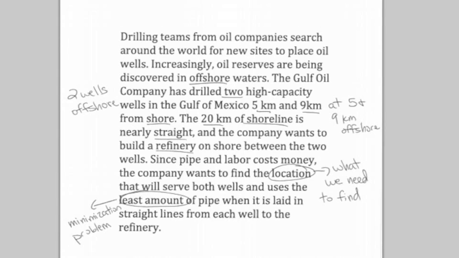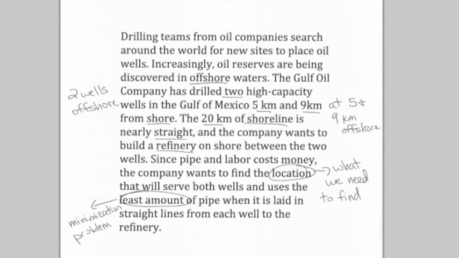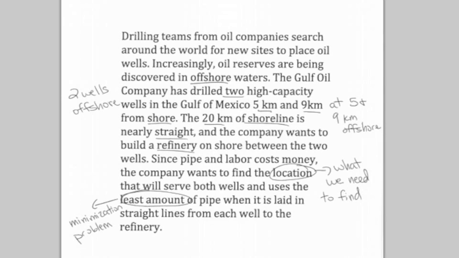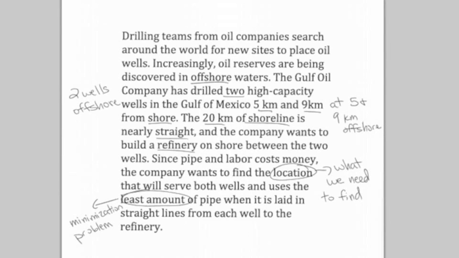As we continue reading, some more constraints are entered into the text. Since pipe and labor cost money, the company wants to find a location where they can put the refinery to serve both of the wells. Now the problem is posed. We want to save money on the pipe and the labor. A mathematician would read this as we want to minimize the distance between the 2 wells and the refinery, located some distance between the 2 wells on the coastline. So an answer isn't automatic in this problem.